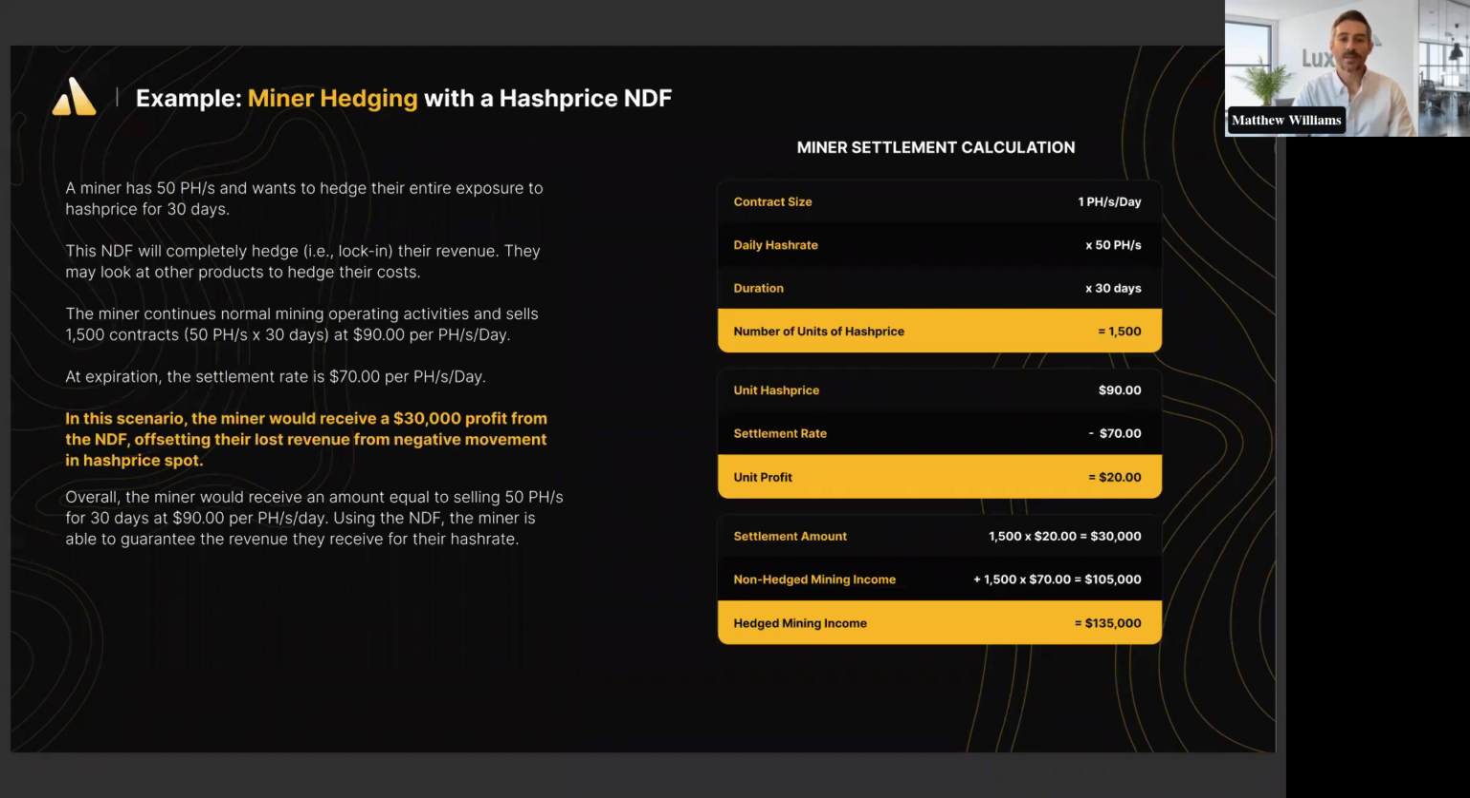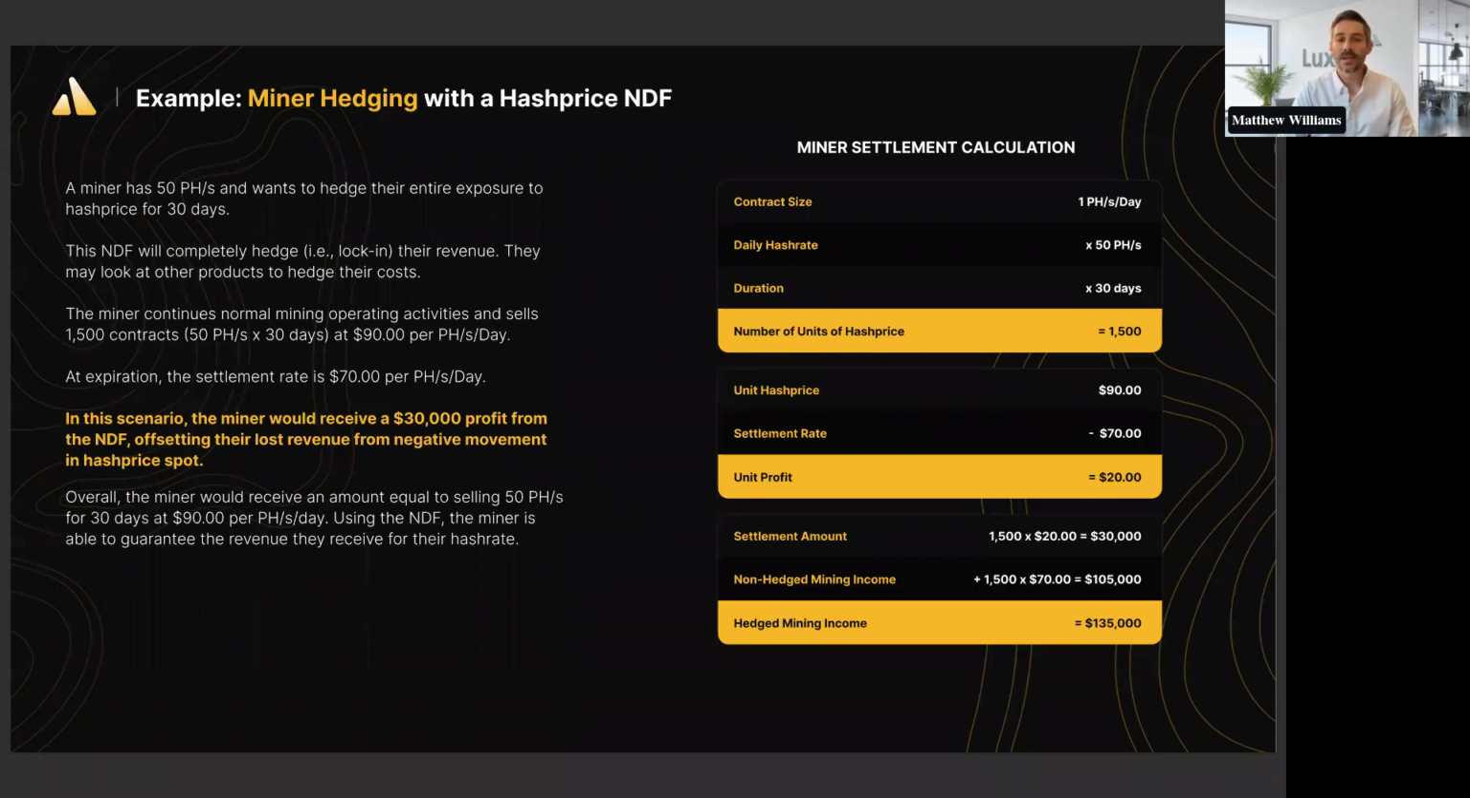Now, to hedge their hash price exposure, this miner decides they want to sell the equivalent of their petahash times the amount of days they want to hedge, which in this case is 50 petahash for 30 days and equates to 1,500 contracts at a hash price of $90 in the example. So the miner goes about doing their normal mining operations. They're hedged 50 petahash at $90.